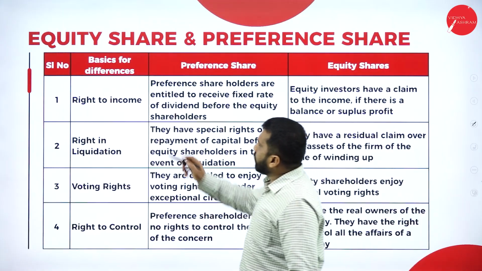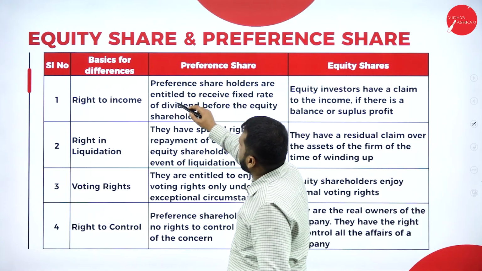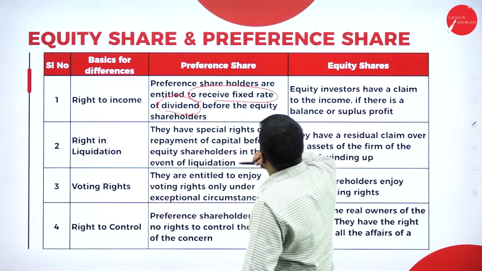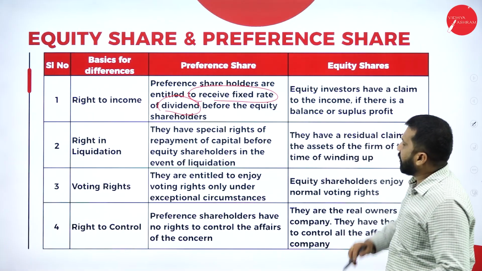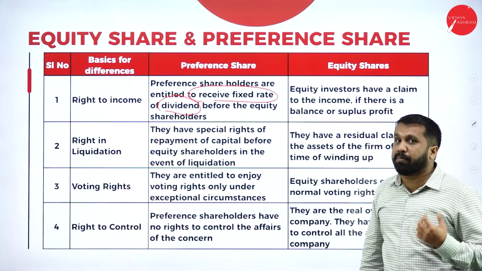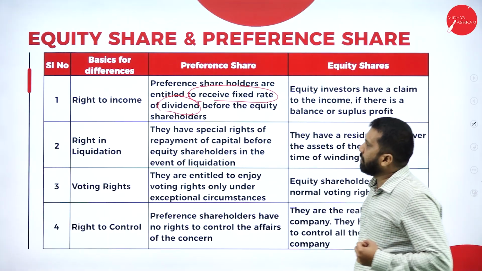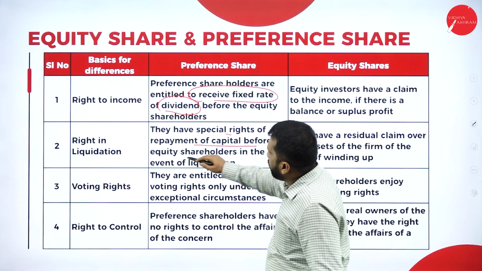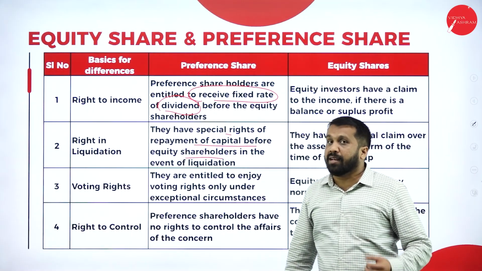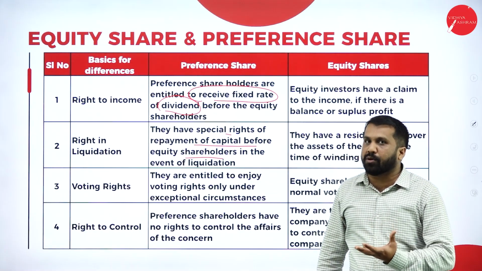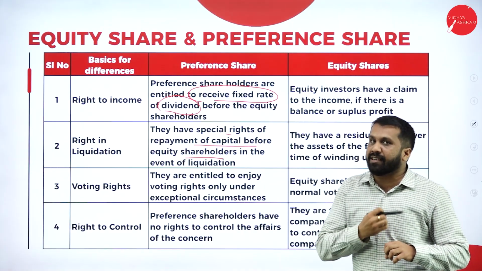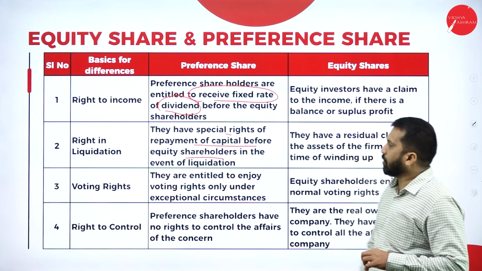Now, right to income. Preference shareholders are entitled to receive a fixed rate of dividend. Equity shareholders will not get a fixed rate. Whatever surplus is there will be given. Preference shareholders have a special right of repayment of capital before equity shares. For example, the company is winding up or closing. The first capital will be given to the preference shareholder. If anything is left out, then it will go to the equity shareholder.